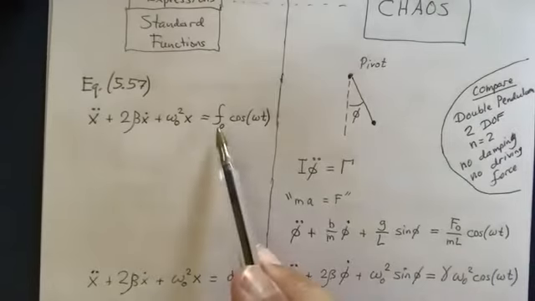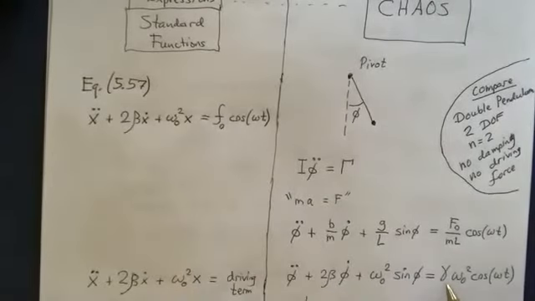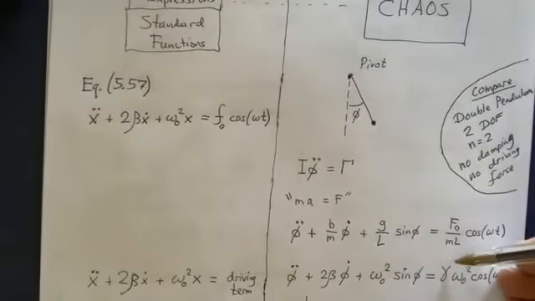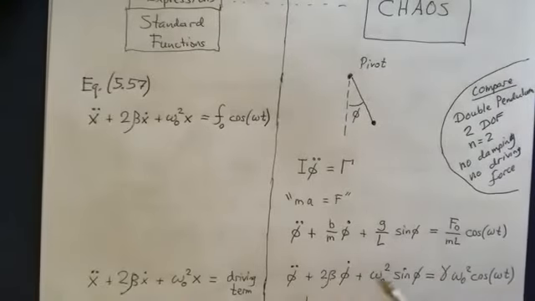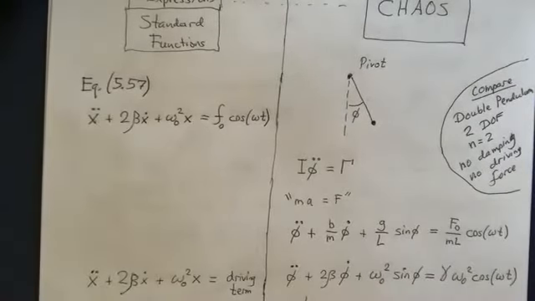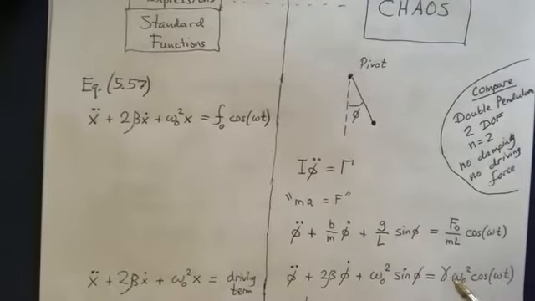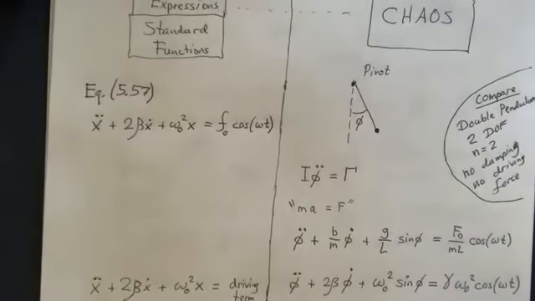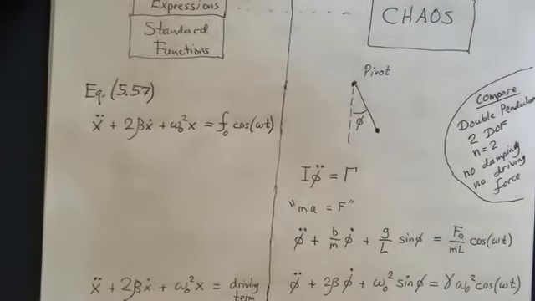Here it was f naught, and here we chose to introduce this lowercase gamma as a dimensionless quantity. This makes it very clear. It's dimensionless. In this equation, everything has dimensions, every term seconds to the -2. So this gamma is a control parameter. That's the language that is used for these chaotic systems.